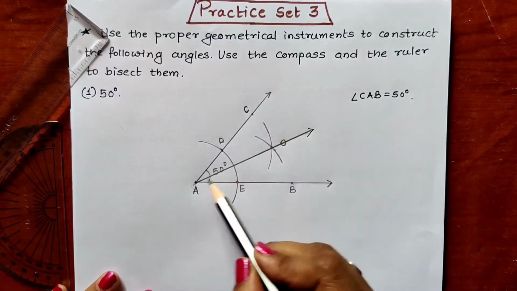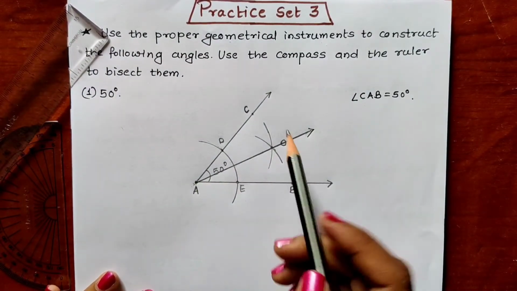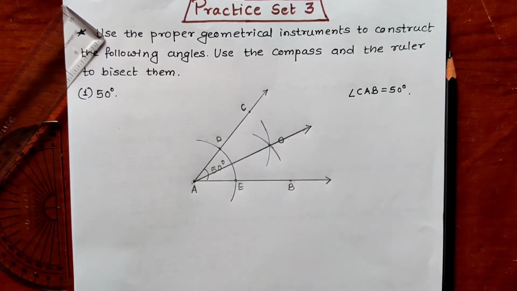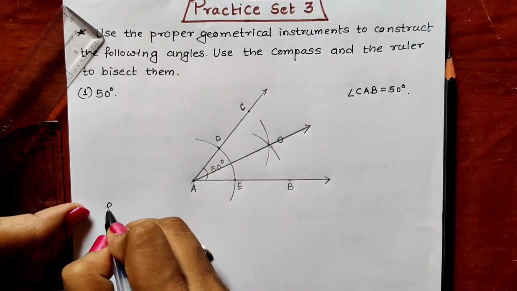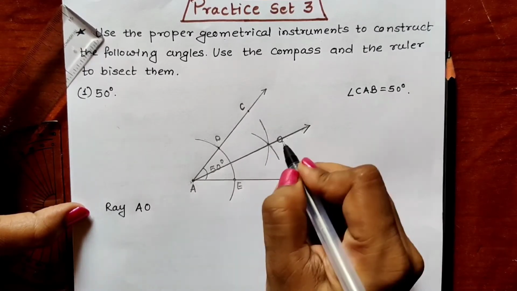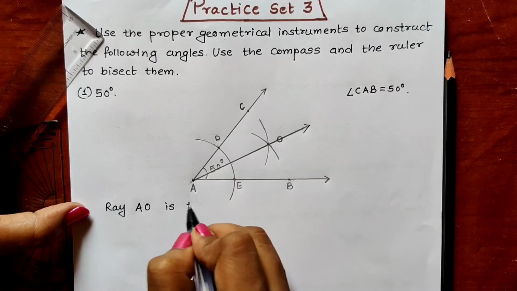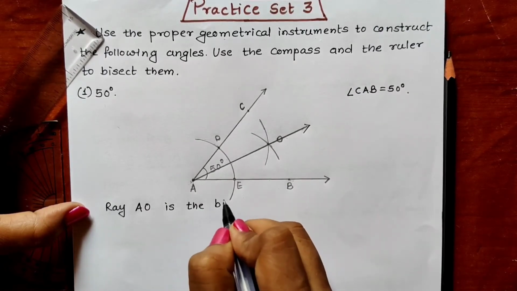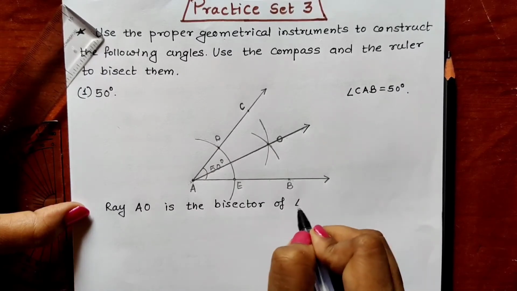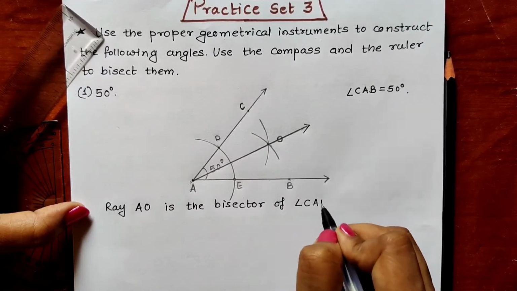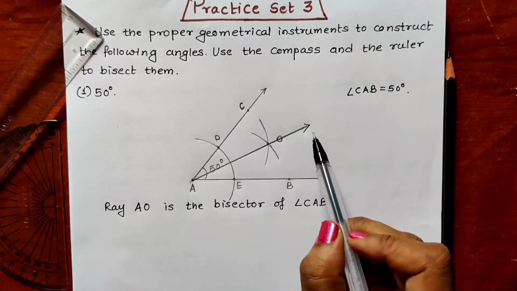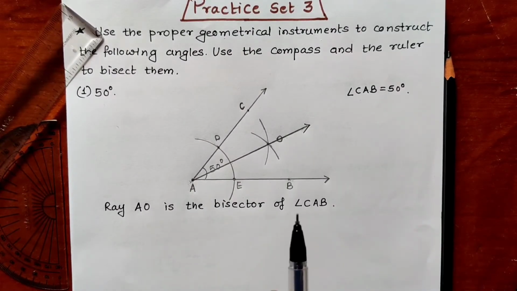And this way, this ray AO is the bisector of angle CAB. Here I can write ray AO, this AO is the bisector of angle CAB. In this way, we will have to draw an angle and draw its bisector. Let us solve the second sum.